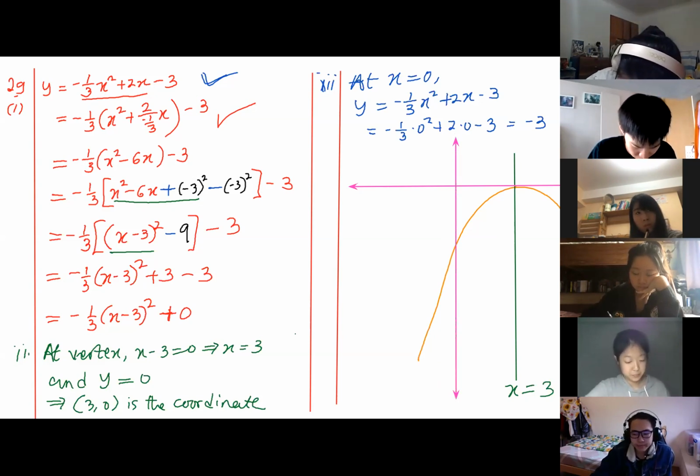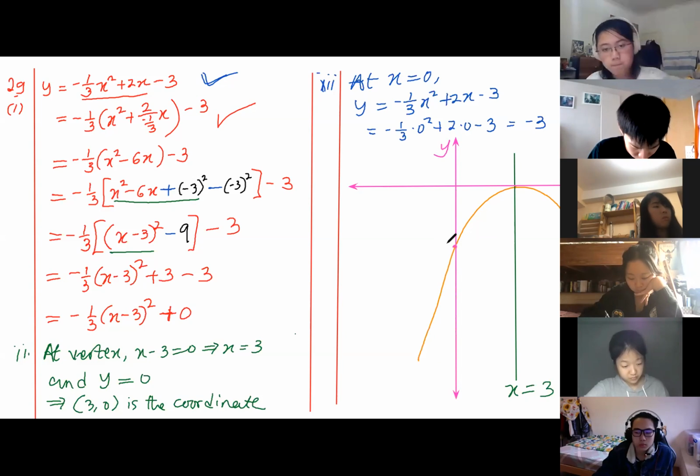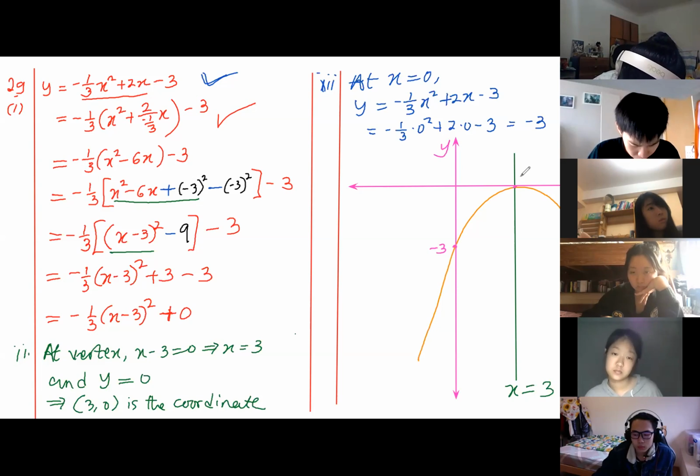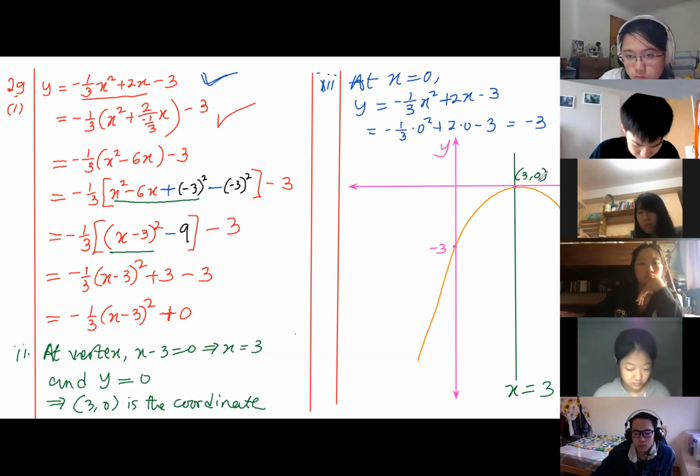This is our x-axis, this is our y-axis. So we're going to show the intercept now. The intercept is -3. So we're going to show this point. Okay, so this point is, what is it again? 3, 0. And that's all about the sketch.